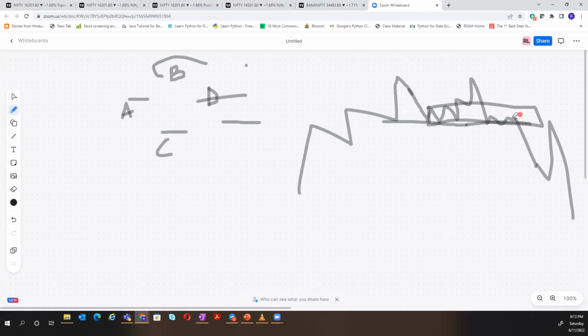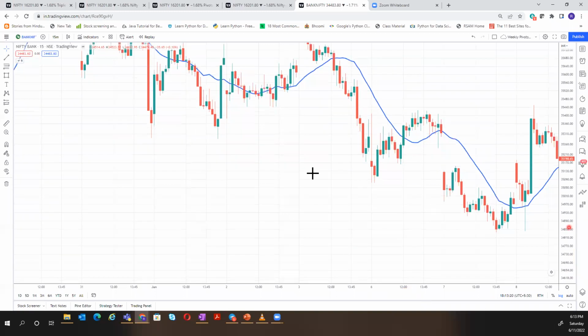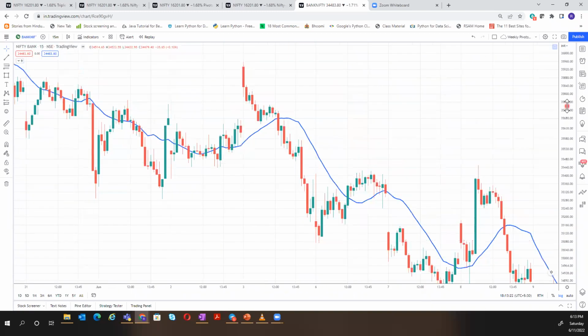Where price was supposed to go up, the demand zone is broken. So when it comes down, this area will become a supply zone when price next revisits. That is the assumption. We are going to use the Bank Nifty 15-minute chart. I'm going to show you how you need to identify and mark them.